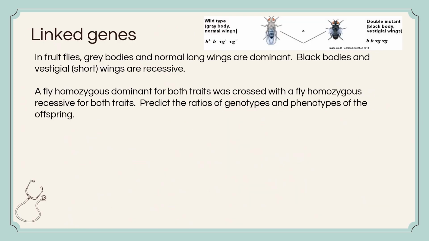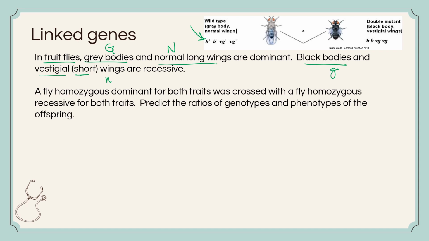We're going to put our pea plants away and look now instead at Drosophila melanogaster, also known as the fruit fly. Gray bodies are dominant to black bodies. I'm going to use big G and little g. Normal long wings, big N, are dominant to vestigial or short wings. That's going to be my little n.